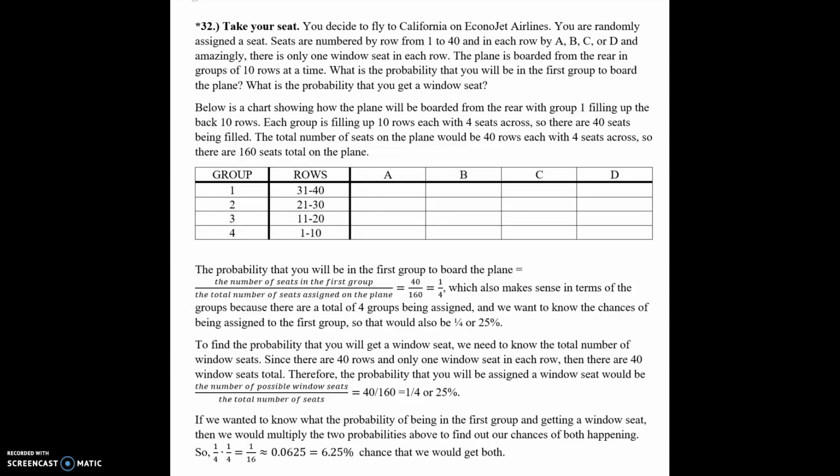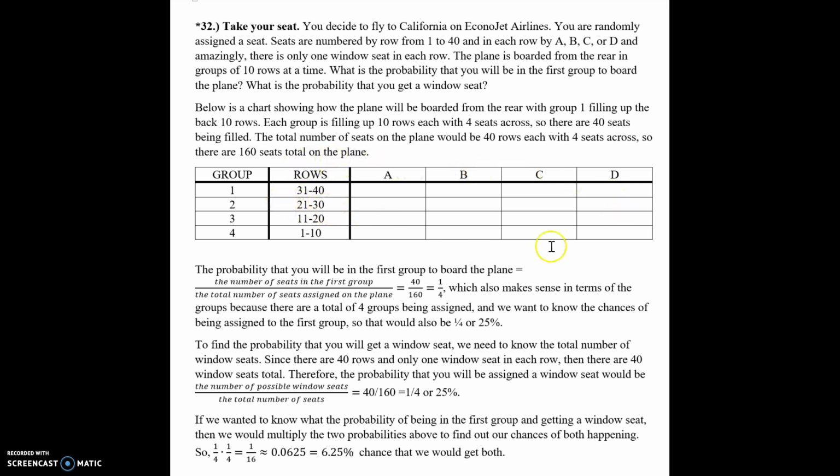I'm presenting number 32 from homework assignment number 12. In this problem, we are flying on EconoJet Airlines, and people are randomly assigned seats. The seats are numbered by row from 1 to 40, and in each row by A, B, C, or D.